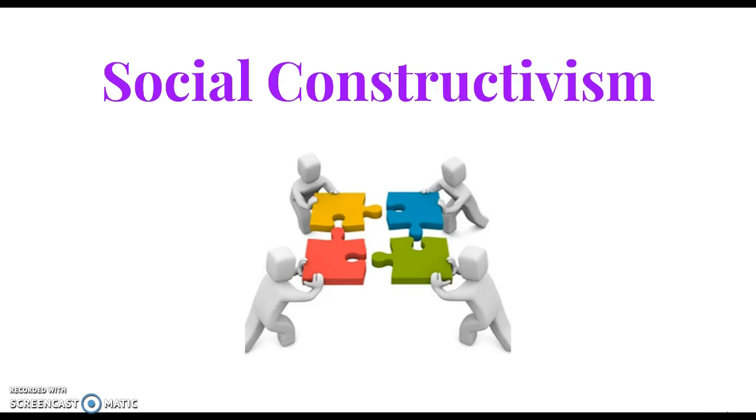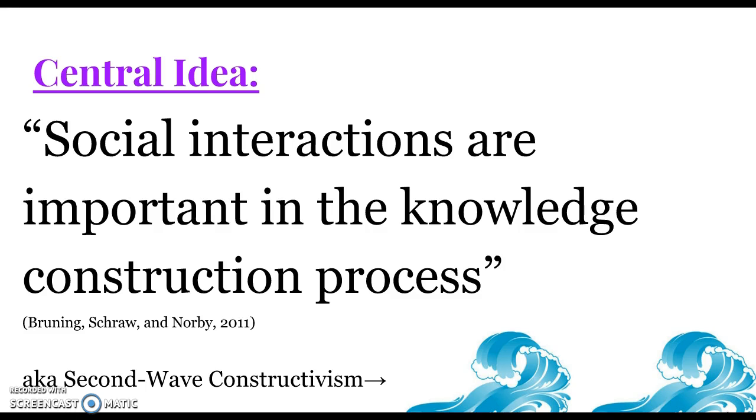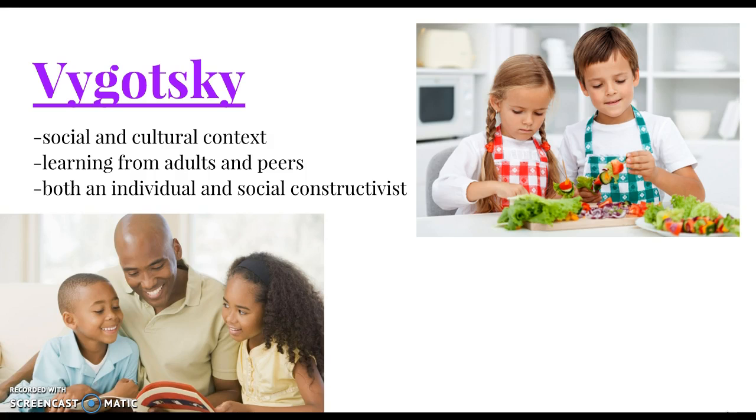The second theory of constructivism is social constructivism. This theory suggests that we learn by constructing knowledge through social interactions with others and through culturally meaningful activities. It is also known as second-wave constructivism. This theory connects to Vygotsky's ideas that our social and cultural context create learning. And it also connects to the idea that we learn from working with more competent or more knowledgeable individuals.